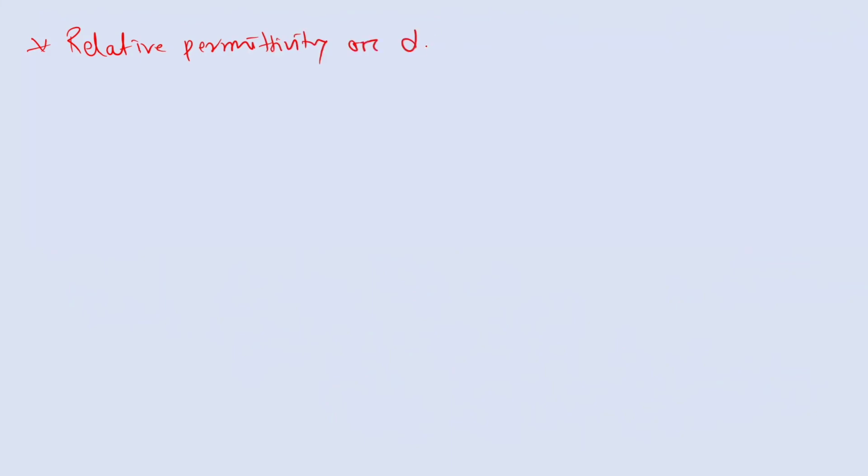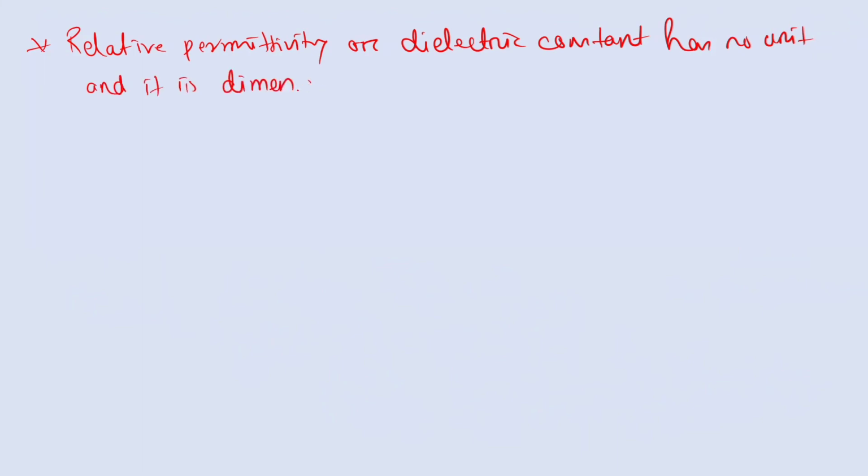Relative permittivity, or dielectric constant, has no unit because it is a ratio, and it is dimensionless. Symbol you already know.